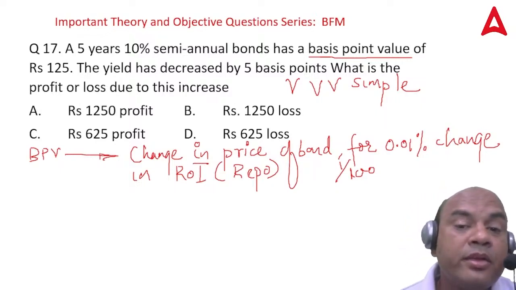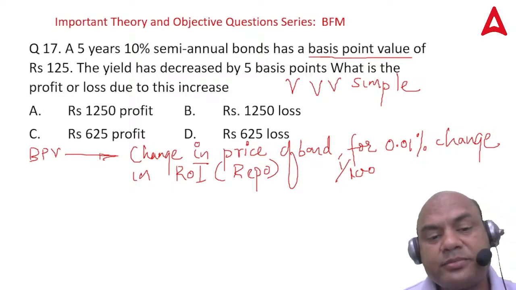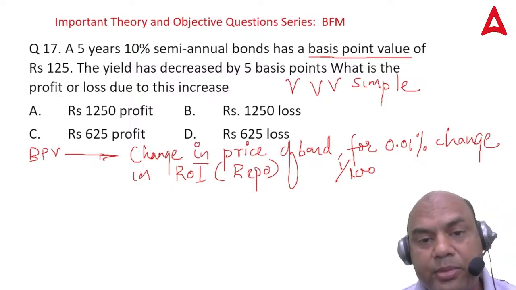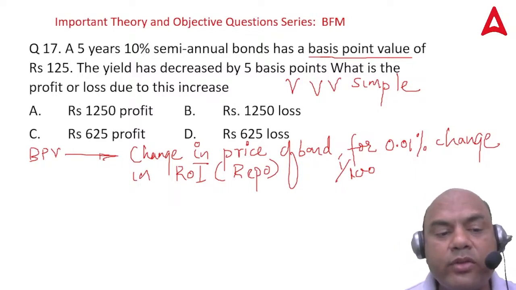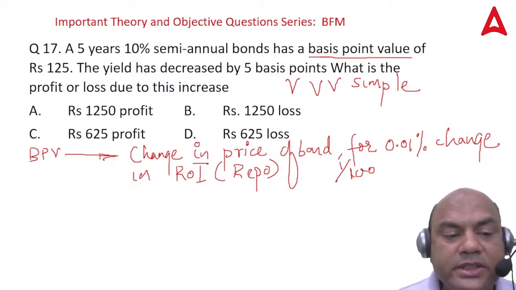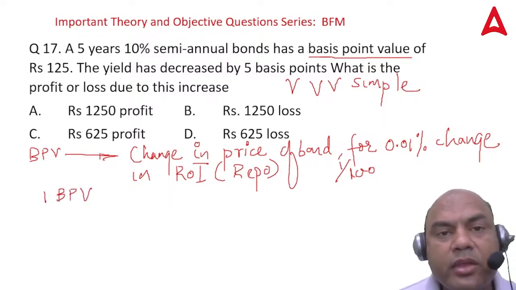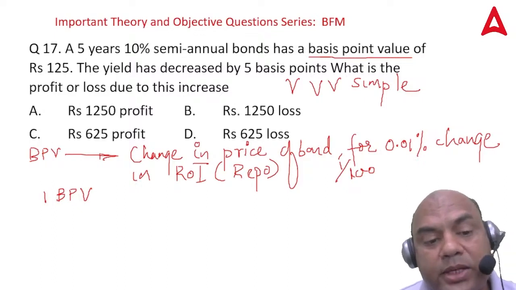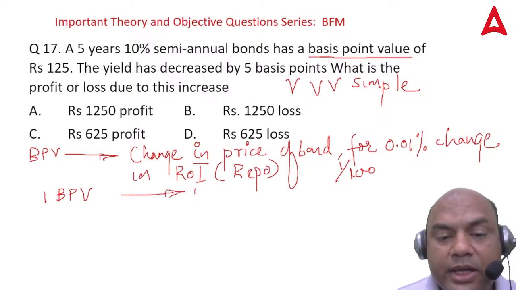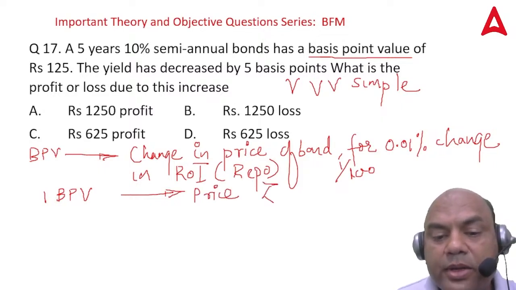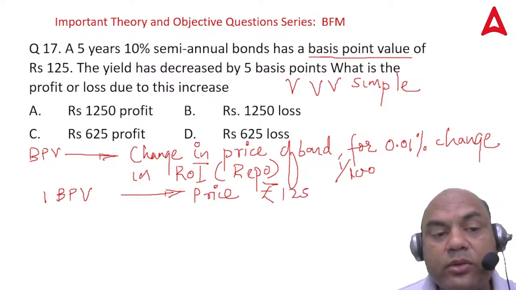Okay. So coming back, what is the answer for this, everyone? Now I told you the meaning of BPV. So now give me the answer. What does the question say? BPV of 125 means what? 0.01% means 1 BPV change. So if there is a 1 BPV change, then the price of my bond changes by 125 rupees.